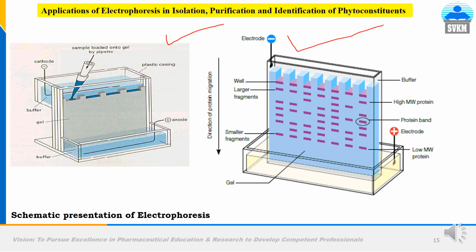You can see that these are the wells where you have put the sample, and then after applying the proper electric field, the positive and negative charged ions are separated based upon their affinity towards their respective electrodes. The smaller fragments, larger fragments, medium fragments, and so on. This is the basic principle where you can get the proper separation, especially for proteins and amino acids which are present in plants, or in various secondary and primary plant metabolites.